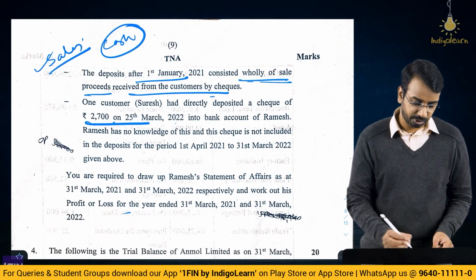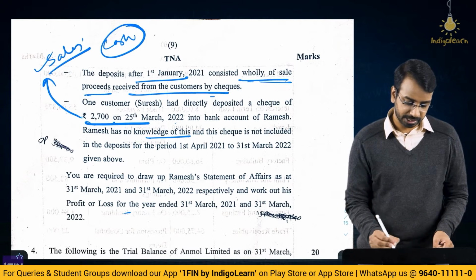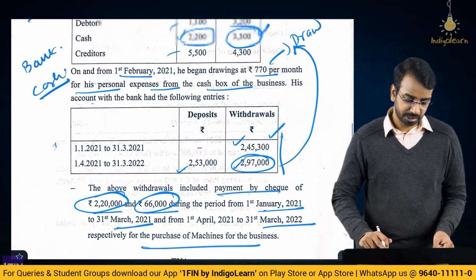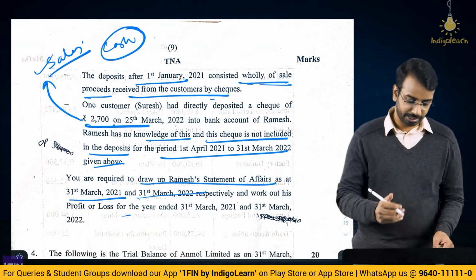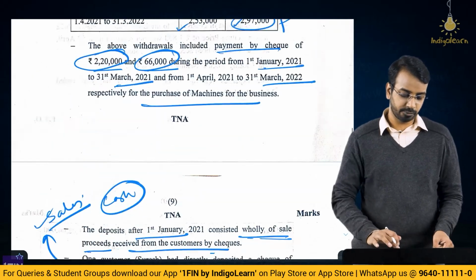One customer directly deposited, this also will be your sales number. Ramesh had no knowledge of this, and this check is not included in the deposit for the above period. You are required to draw up statement of affairs as of 31st March of 21. That is pretty simple, with these details you can draw up. And 31st March of 22 with the balances that we have computed, you can draw up and work out his profit or loss for the year ended 31st March of 21 and 31st March of 22.